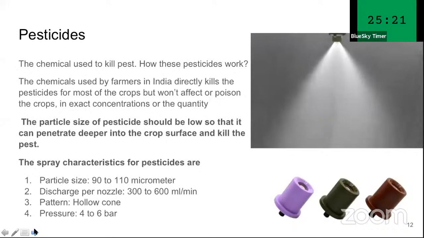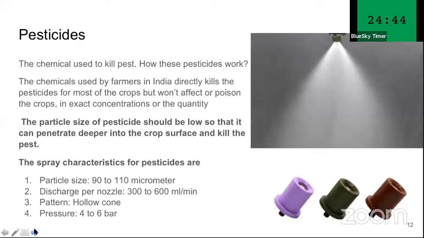So let's focus first on pesticides, then we'll go a bit to weedicides, and then we'll go into the fertilizers and micronutrients. Pesticides constitute a lot of our work. This is the chemical used to kill pests. The chemicals used by farmers in India directly kill the pests for most of the crops, but won't affect or poison the crops if used in exact concentrations or quantity. And what really matters here is the particle size of the pesticide that is being sprayed, or the particle size of the spray of the pesticide.